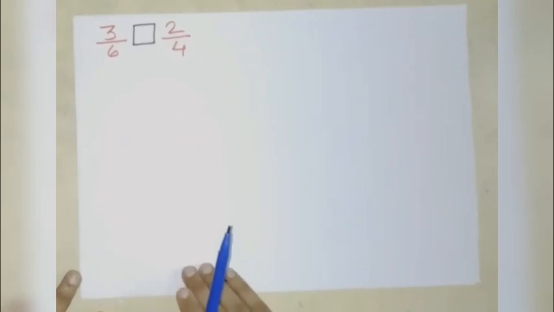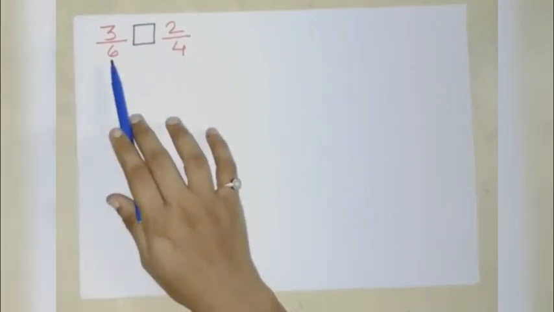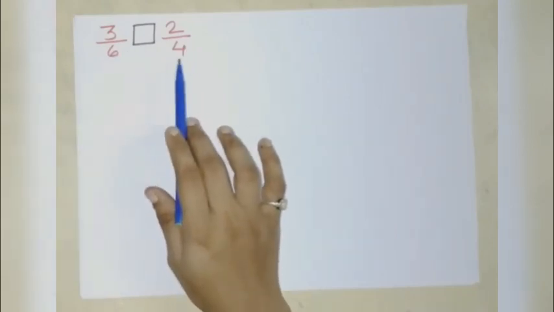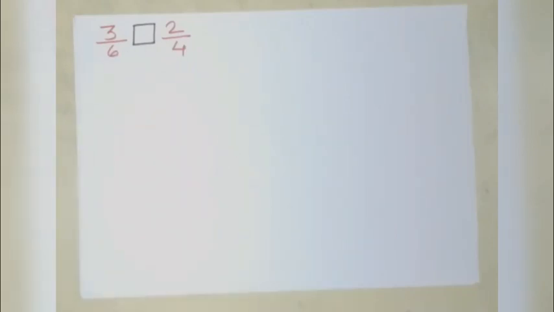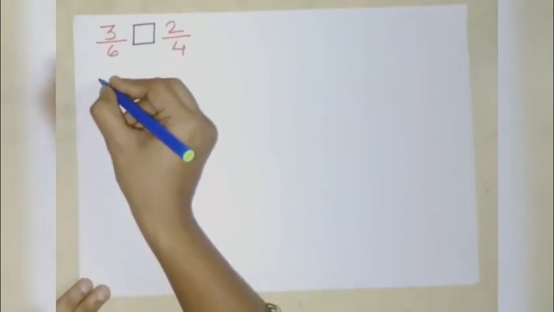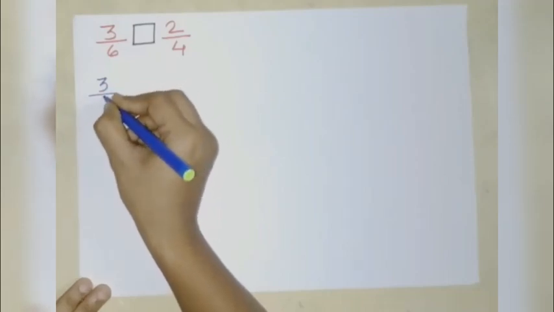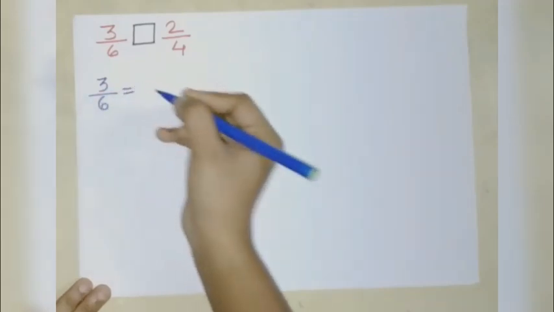So children, can you all tell me which number is coming in the table of 6 and also coming in the table of 4? Yes, 12. So children, the common multiple is 12. 6 2s are 12 and 4 3s are 12. So first we will convert the first fraction.